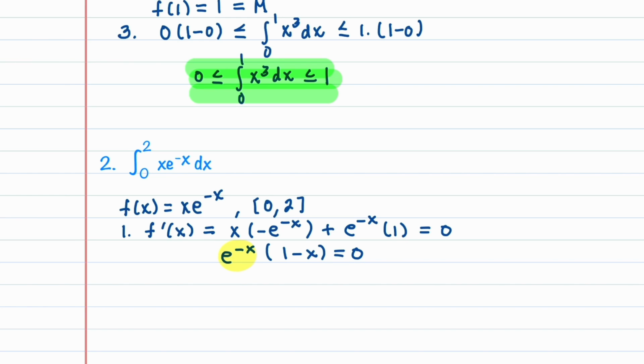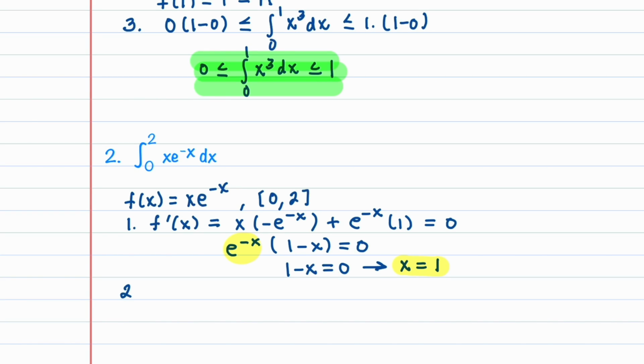An exponential function is never equal to 0. So all we're going to do is set 1 minus x equal to 0. And this gives us that x is equal to 1. And that's our critical value. Our second step is to compare the value of our function at our endpoints and at this critical value x is equal to 1.